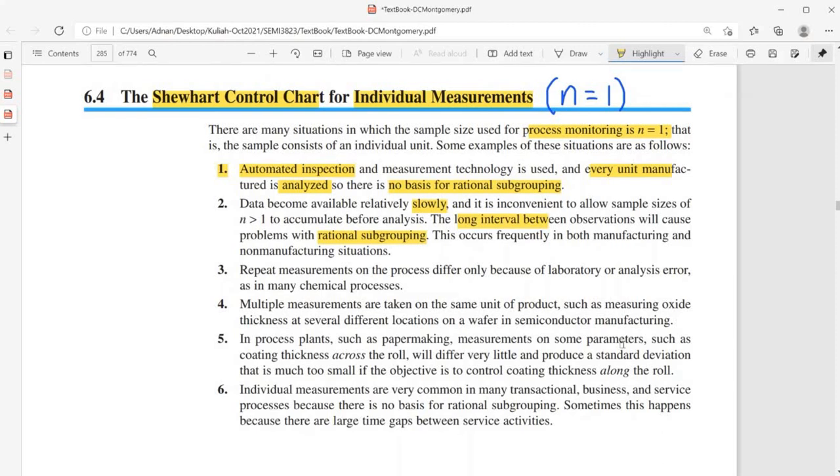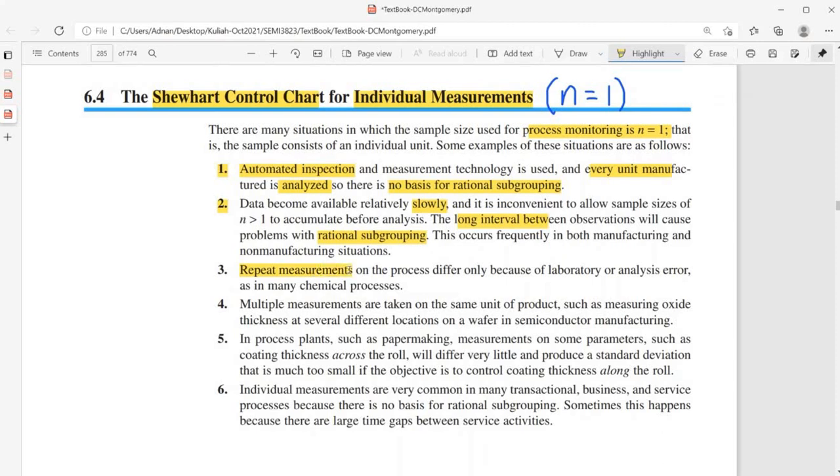Point number 3 is repeat measurement, where repeat measurements on the process differ only because of laboratory analysis error, as in many chemical processes. A chemical process is a continuous process, not a discrete process. So this is repeat measurement.